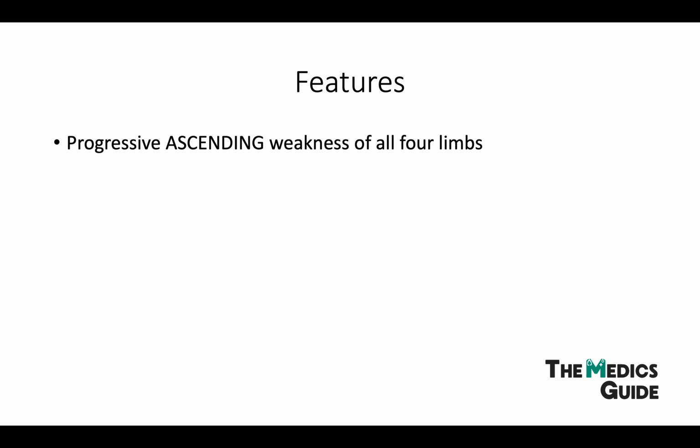The characteristic feature of GBS is progressive weakness of all four limbs. Now, this weakness is classically ascending, so the lower extremities, the feet and the legs are affected first, and then this moves upwards. And this can progress quite quickly, sometimes even hours, but in other patients can be days or weeks.